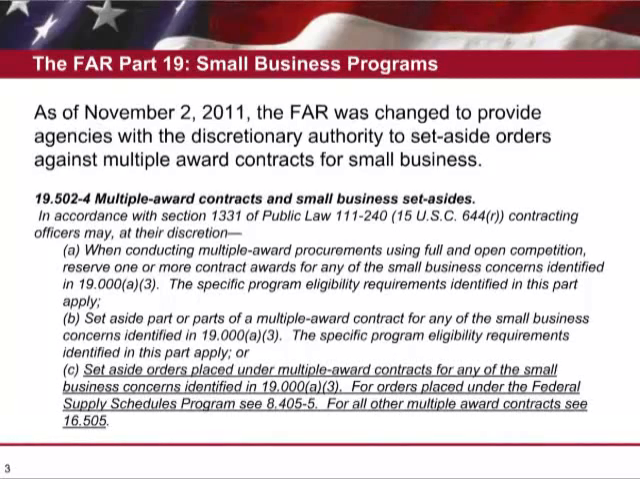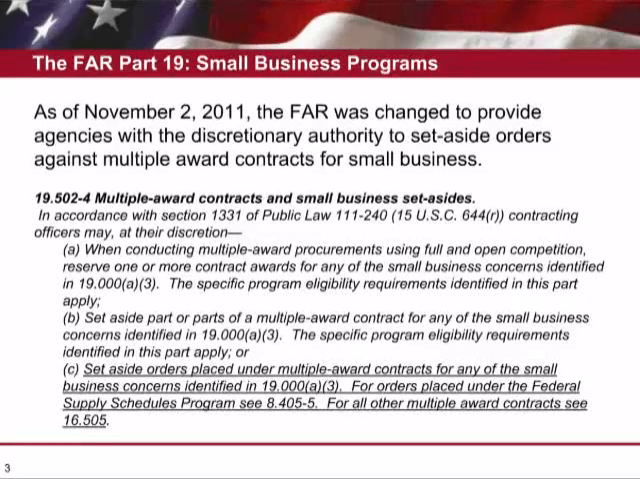Thank you. So on November 2nd, the FAR was changed to provide agencies with discretionary authority to set aside orders under multiple award contracts. Some background behind this change. The reason for the change was the Small Business Jobs Act of 2010, which was signed into law around the end of September of last year.